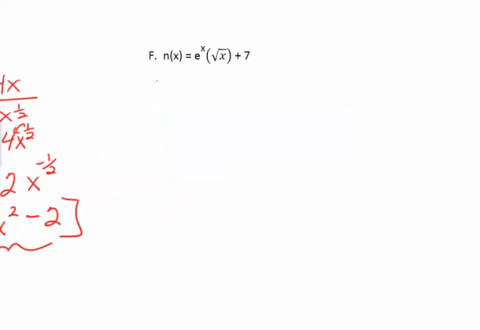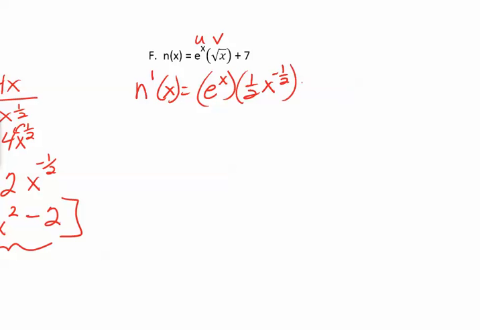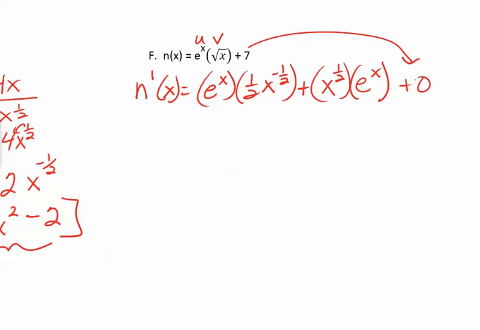All right, and here we've got, is this n? N prime of x. We're going to do a product rule. So here's our u and v. So our first term, leave it alone, times the derivative of x to the 1 half, plus our second term, x to the 1 half, times the derivative of u is still e to the x. And our derivative of 7, you wouldn't bother. It would be a 0.